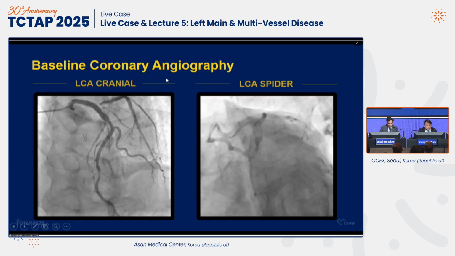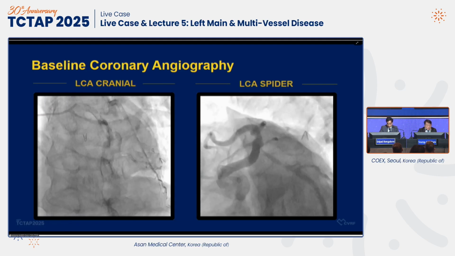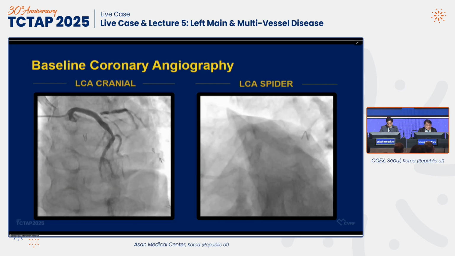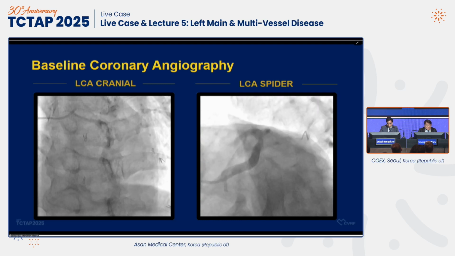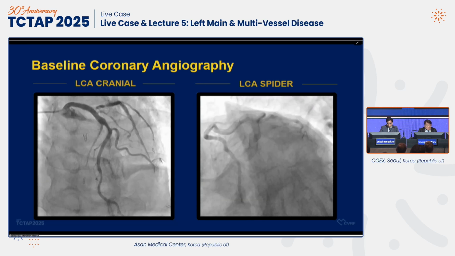At the spider view, the proximal left circumflex ostium showed disease progression, and we performed FFR of the left circumflex artery, and it showed 0.60 at hyperemia.